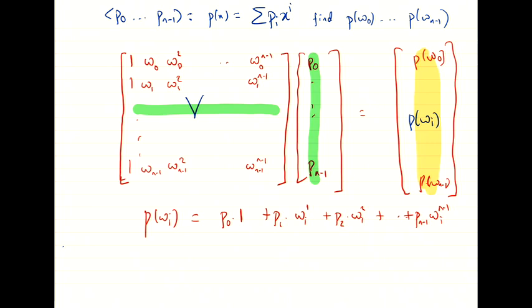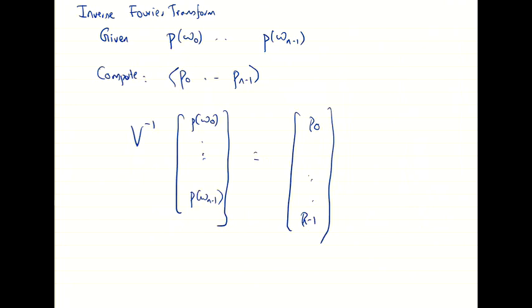So, in general, you would have expected that I would have two more lectures where I describe an algorithm for the inverse Fourier transform, which is also an n log n algorithm, hopefully. But it turns out that V inverse looks very similar to V. In particular, if you take V and you replace omega i by 1 over omega i, you get V inverse.